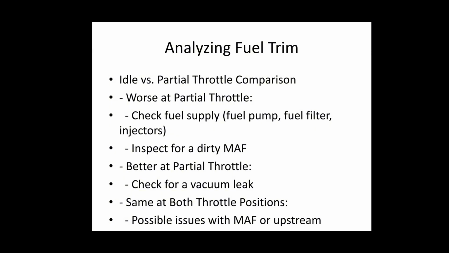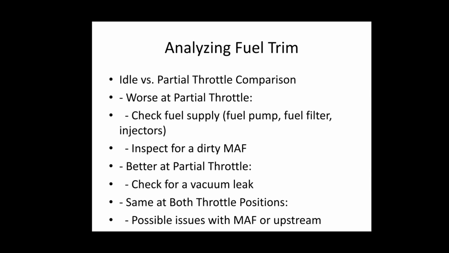If the fuel trim gets worse at partial throttle, your fault is going to be in the fuel supply or a dirty mass airflow sensor. So for a fuel supply, you're going to do a fuel pressure test, a fuel volume test. It could also be your injectors. And for a dirty mass airflow sensor, what you're going to see is at idle, your fuel trim was rich and it got worse, it got leaner as you accelerated.